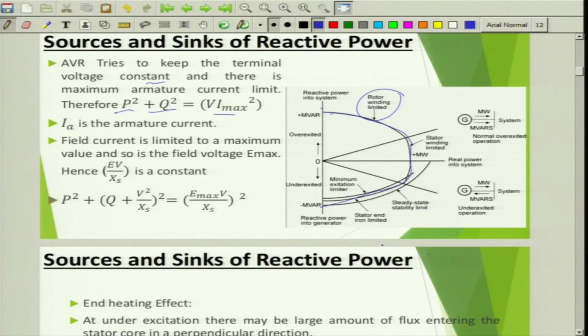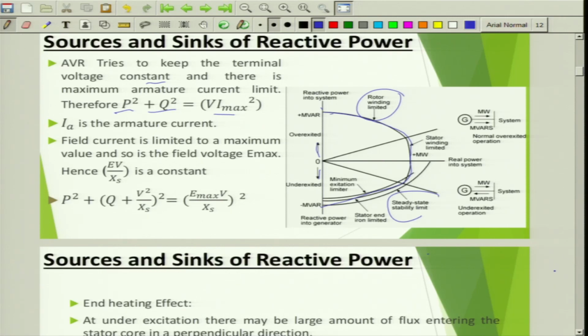Similarly, the stator winding limits how much current the stator conductors can carry, which depends upon the conductor size and other things. So there is a steady state limit, but you can see here both the over excited region and under excited region. It can operate in these two quadrants. It can absorb, and generate or inject, reactive power also, right.